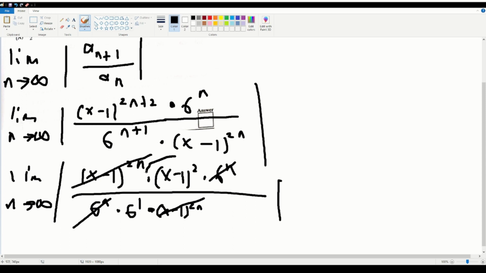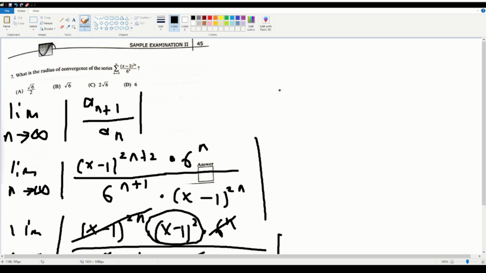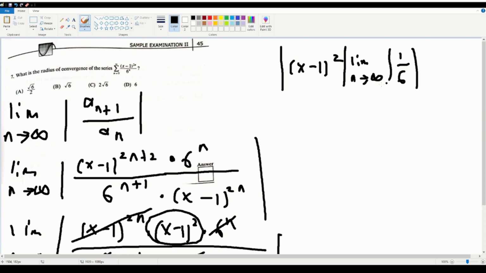Now, you can take the x minus 1 squared out because there are no n terms in it, so you're left with the absolute value of x minus 1 squared, limit as n approaches infinity of the remainder, which is just 1 over 6 for the first, which we'll just do as 6.